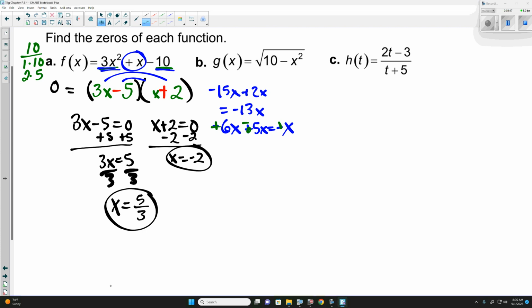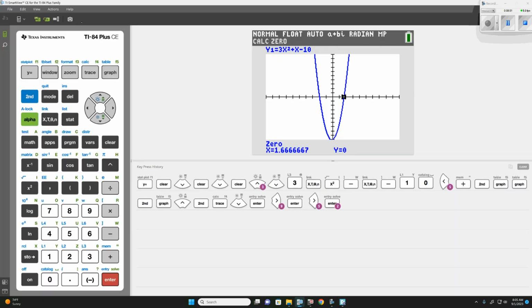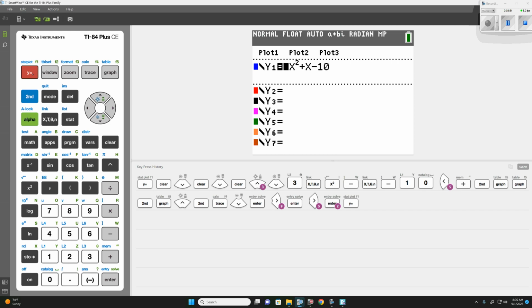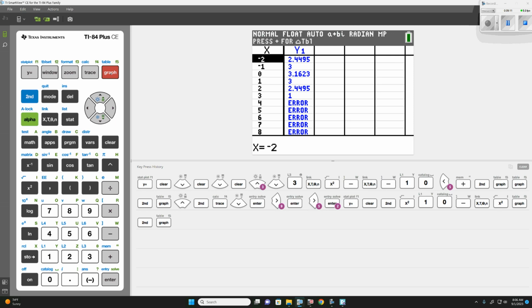Questions on the first one? Well, square root of 10 minus x squared. Again, I can come back over here. Clear. Second, square root of 10 minus x squared. Graph. Well, this is still a function, yes? Now, we can go second table, or second graph, which does give us a table. And do you get this here? Okay.